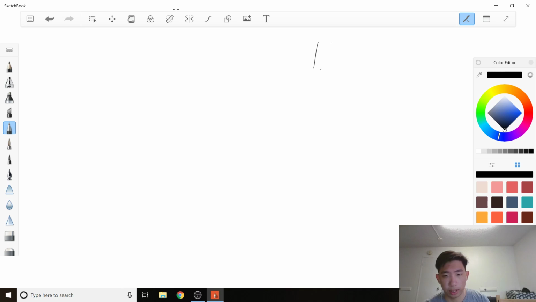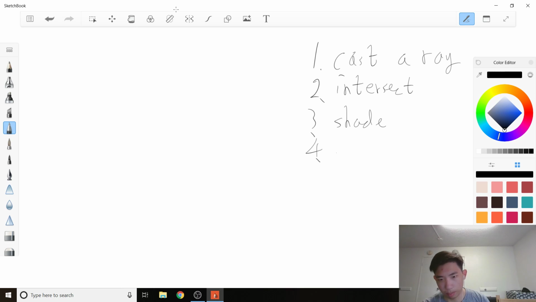4 steps for ray tracing. One is cast the ray. Already done that. Second step is intersect. Third step is shade. Fourth step is, there's really no fourth step, but write color to pixel.